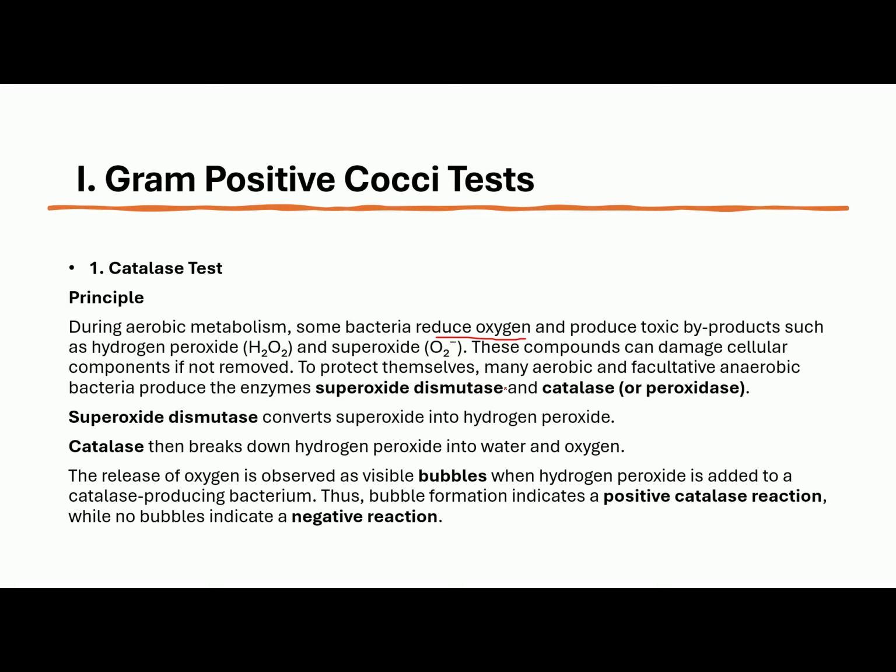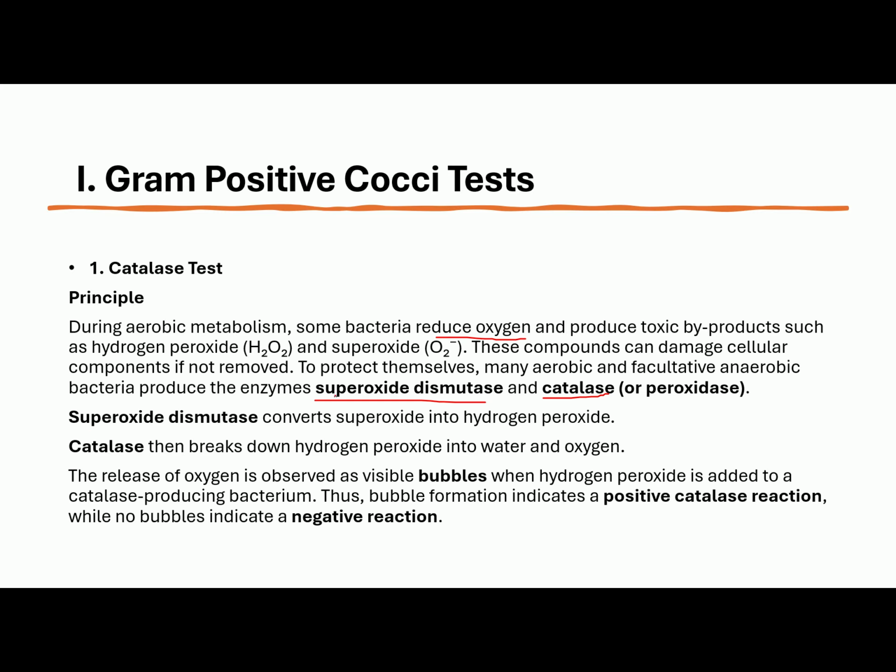hydrogen peroxide and superoxide. Now these two, H2O2 and superoxide, can damage cellular components of your bacteria if not removed. To protect themselves, many aerobic and facultative anaerobic bacteria produce the enzymes superoxide dismutase and catalase. So when certain bacteria are exposed to hydrogen peroxide and superoxide, they produce these two enzymes to protect themselves.